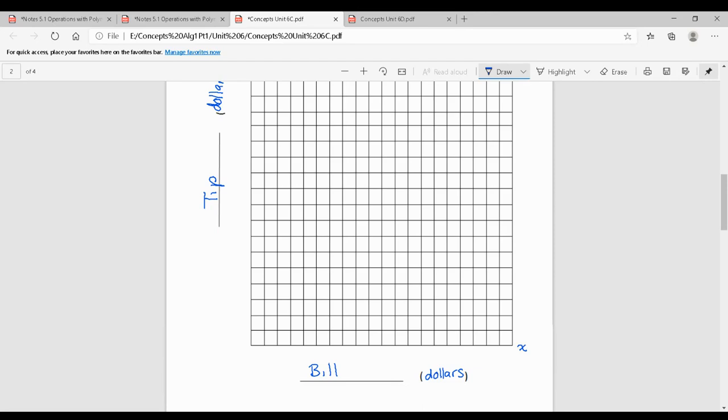Now I'm going to let you fill this out, but what did we say we're going to count by for Bill? What interval did we choose? 3s. So I start with 0, 3, 6, 9, etc. And for tip, we said we're going to count by 1.